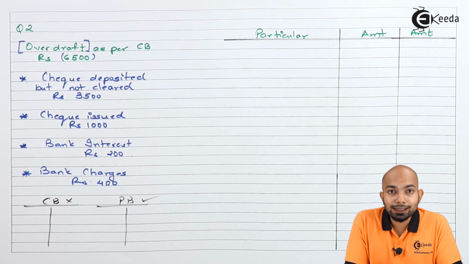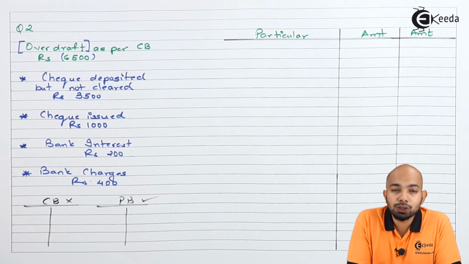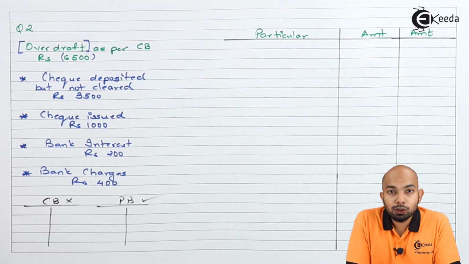We have an overdraft balance as per cash book, which is 6,500. That means the balance is already negative. Now what are the transactions that we need to deal with? Let's read through those transactions. Check deposited but not cleared, rupees 3,500. That is one transaction, whereby the check has been deposited but is not cleared. A check has been issued for rupees 1,000, which shows no reflection in the passbook. So we need to understand how to deal with this kind of sum. Bank interest rupees 200 and bank charges rupees 400 are the two additional transactions mentioned here.